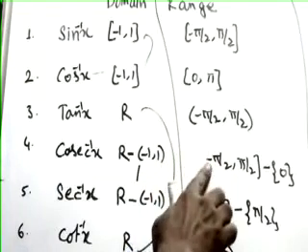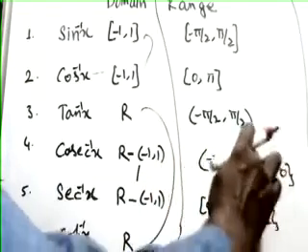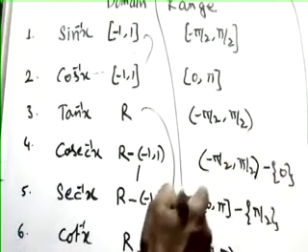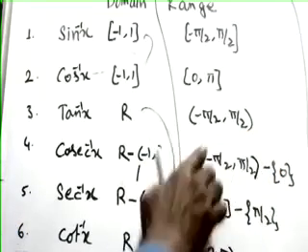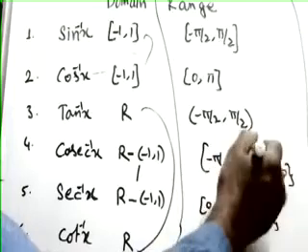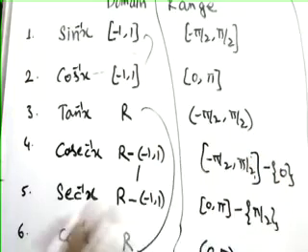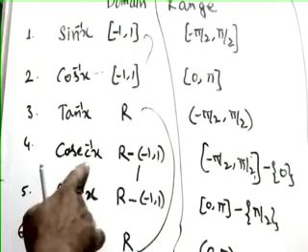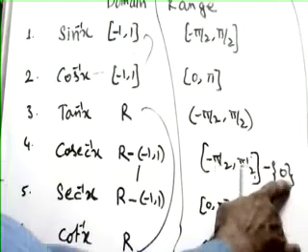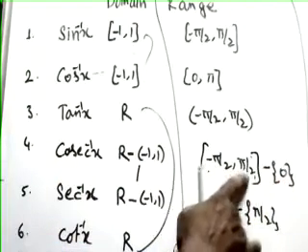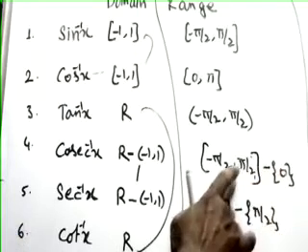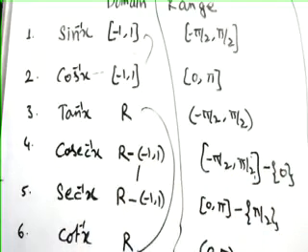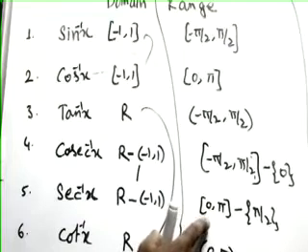Now the cosec inverse x range is minus pi by 2 to plus pi by 2, closed bracket, but we cannot take 0, because cosec inverse 0 is infinity, not defined. So it is minus pi by 2 to pi by 2 excluding 0.